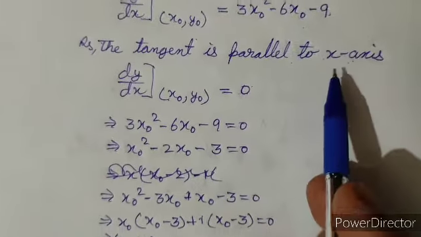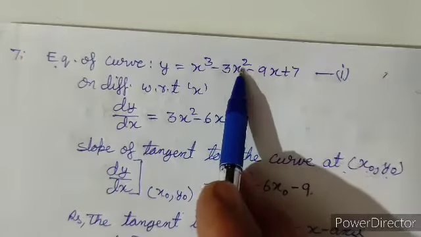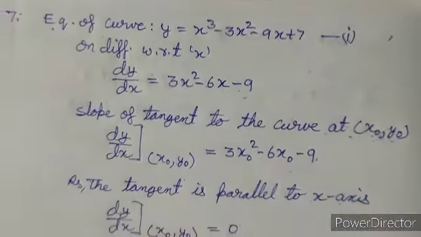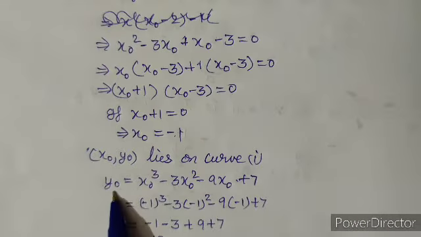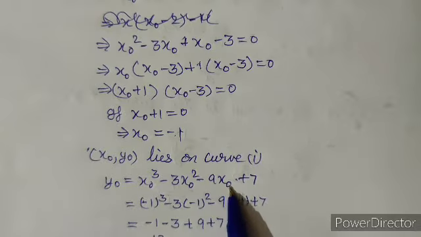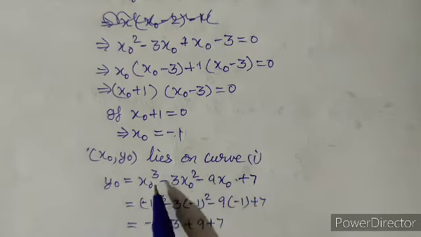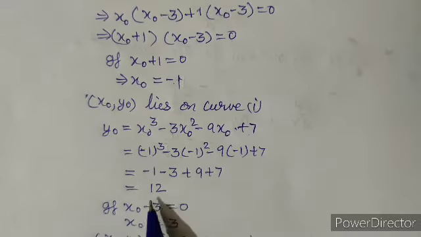As this (x0, y0) belongs to the curve, it will satisfy the equation of the curve. That means y0 will be equal to x0³ - 3x0² - 9x0 + 7. On putting the value of x0, we will get y0 as 12.